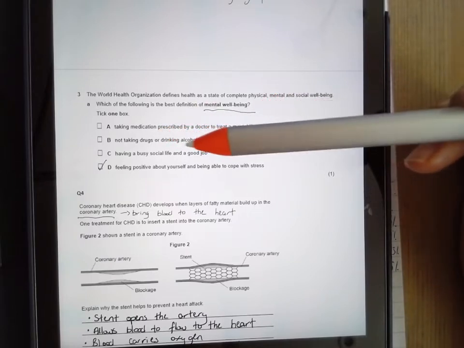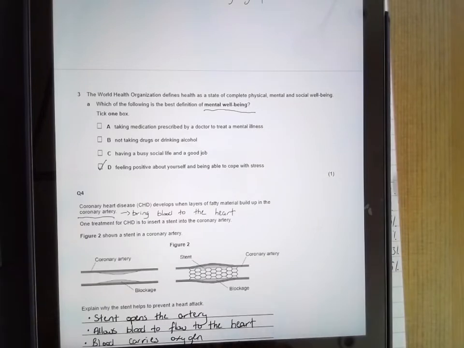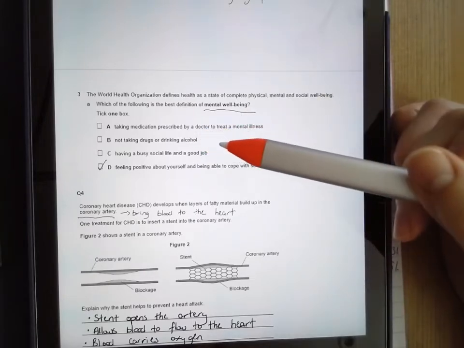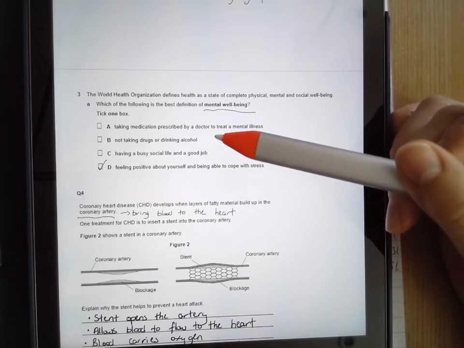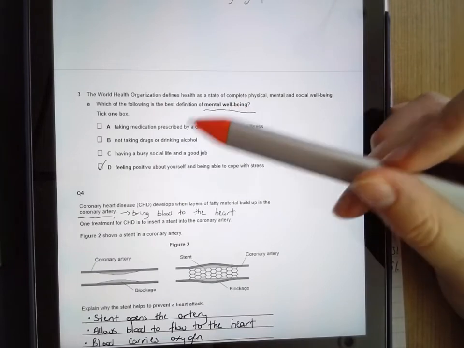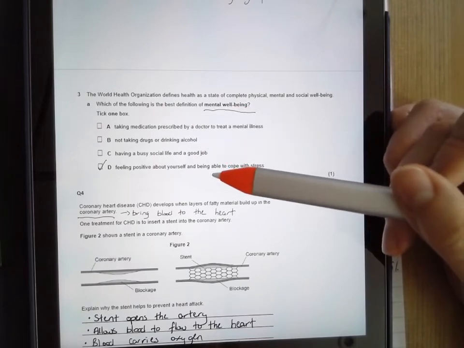You might have gone for B, so not taking drugs or drinking alcohol. While drugs and alcohol can be associated with people who have mental health issues, you can have very good mental well-being and still enjoy a drink of alcohol after work on a Friday. So it's not exclusively linked with having poor mental well-being. Just because you're not taking drugs or not drinking alcohol doesn't mean you feel positive about yourself.